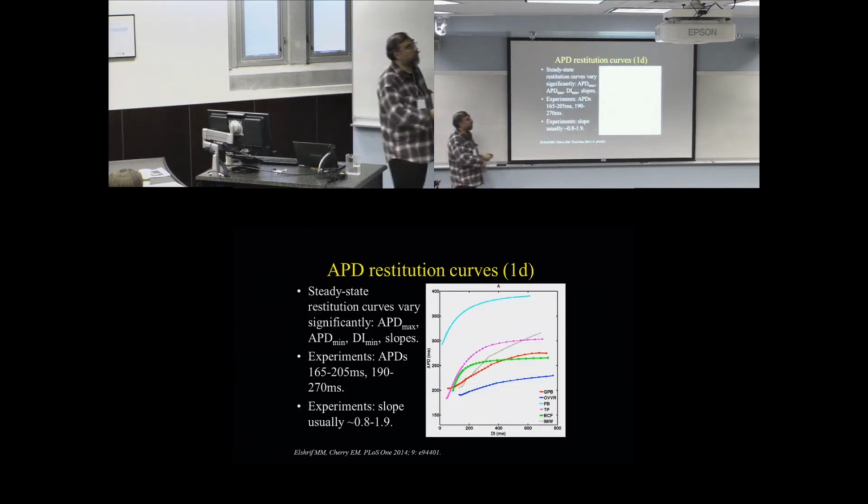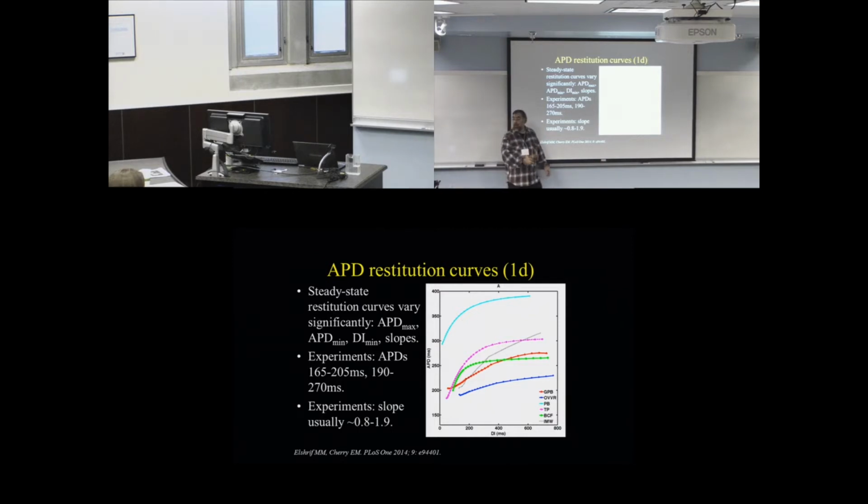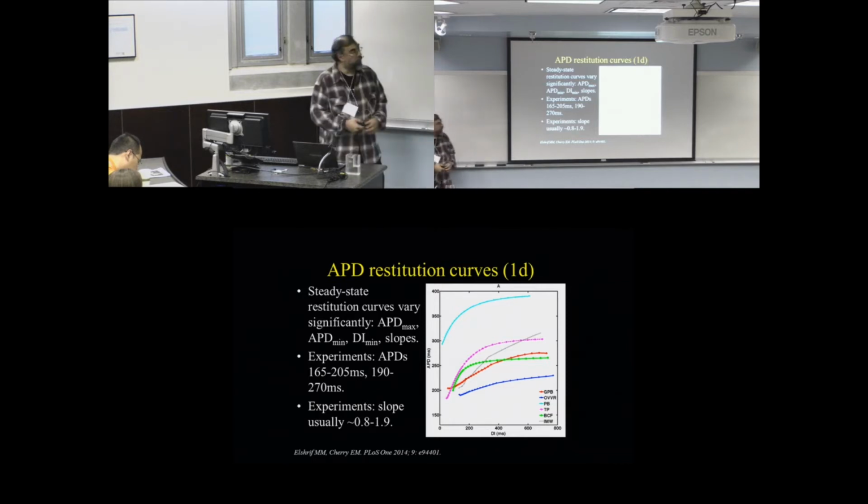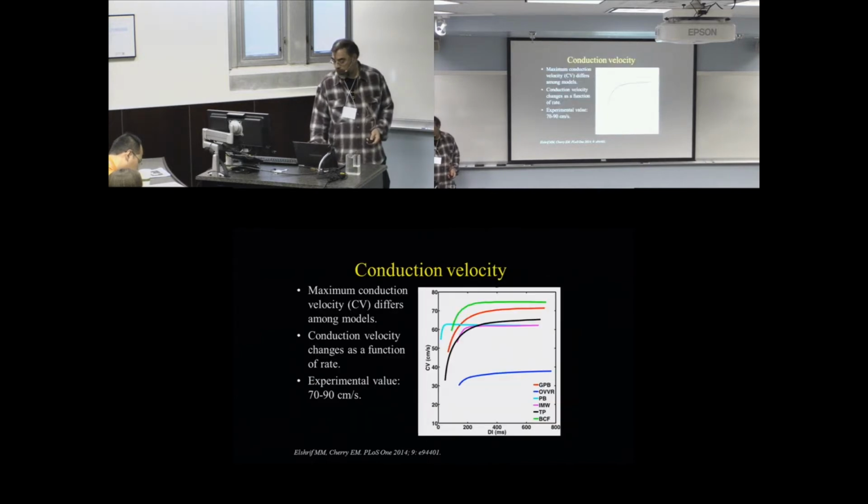These are the APD restitutions for the different models. So they're all over the place, not only in magnitude, but also in shapes, right? Even if you were to rescale them all, the shapes would still be very different. Some are very flat, some are steeper. So the dynamics is all over the place between all the models.